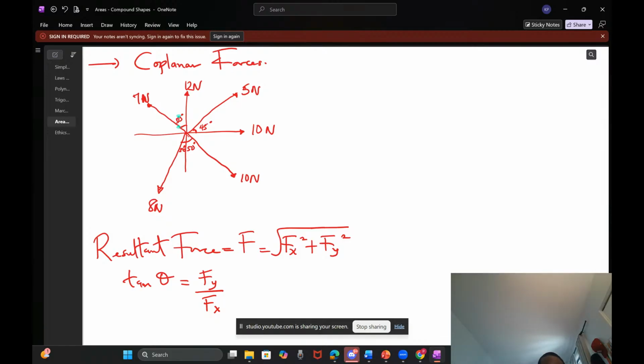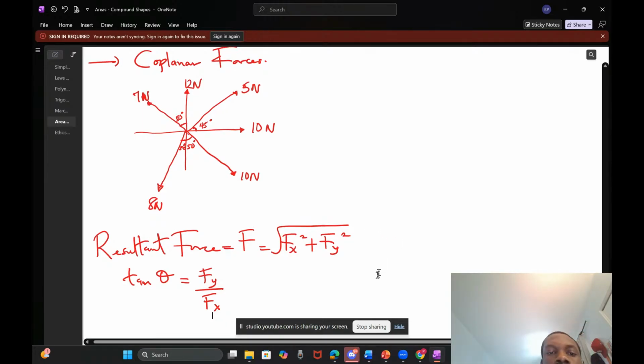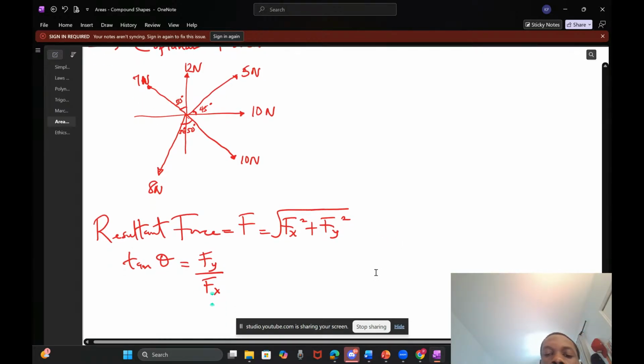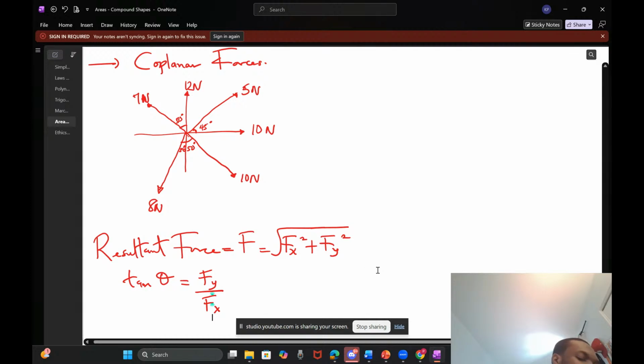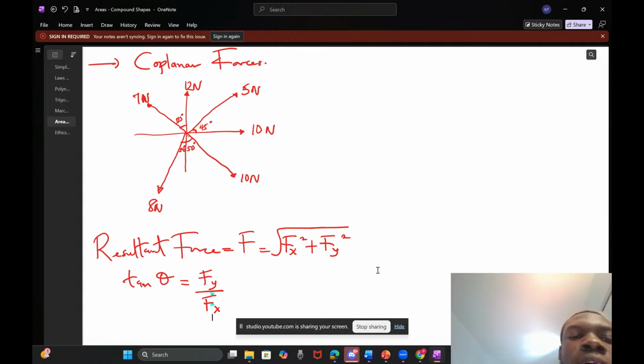So now what we see here, we see different forces: 12 Newton, 5 Newton, 10 Newton, 8 Newton, 7 Newton. So I'm going to split them into y component and x component. So y component is same thing as y axis. So this side is the positive y axis. This is negative y axis. This is negative x axis. This is positive x axis. Okay.